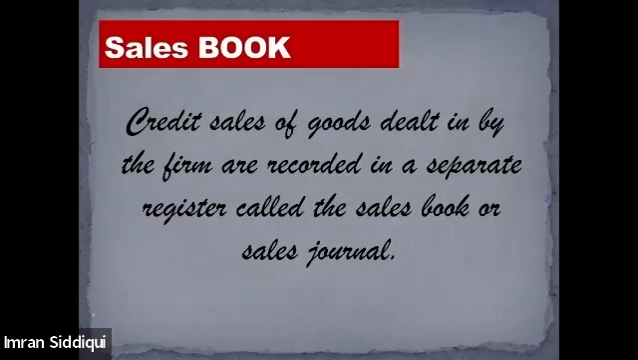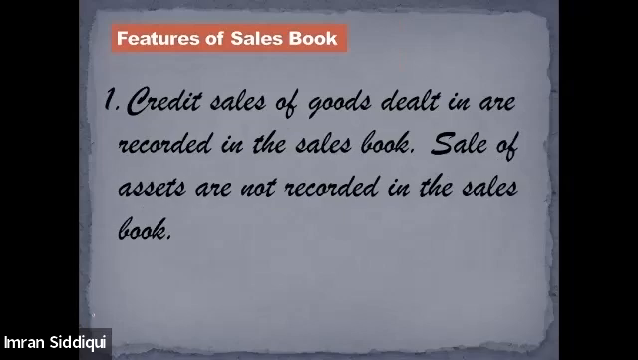Now, the sales book is just the opposite of the purchase book, right? In the sales book, we generally record the goods that we have sold on credit. So credit sales are recorded in the sales book, just like cash sales are recorded in the cash book. Credit sale of goods dealt in by the firm is recorded in a separate register called the sales book or sales journal.